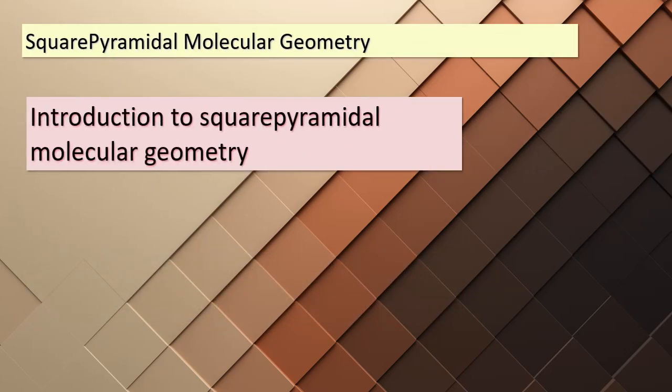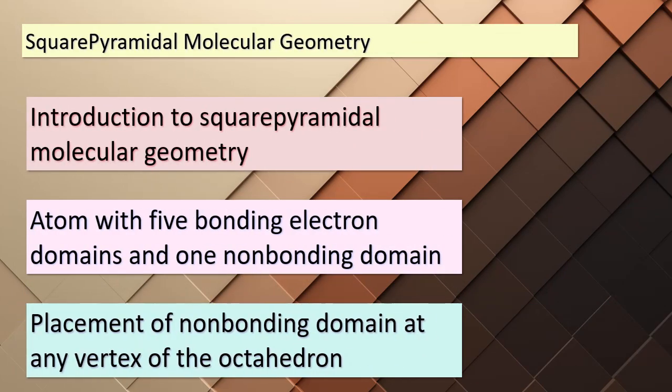Welcome back, students. In our last topic, we discussed the octahedral electron domain geometry. Now, let's focus on a specific scenario involving atoms with 5 bonding electron domains and 1 non-bonding domain. In this case, the non-bonding domain can be positioned at any of the 6 vertices of the octahedron. No matter where it's placed, the resulting molecular shape is always a square pyramidal geometry.